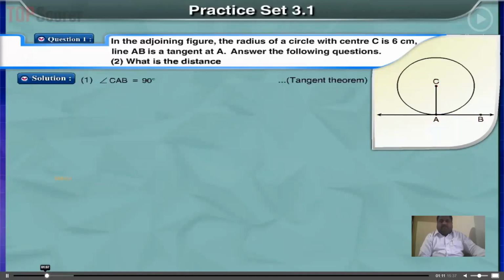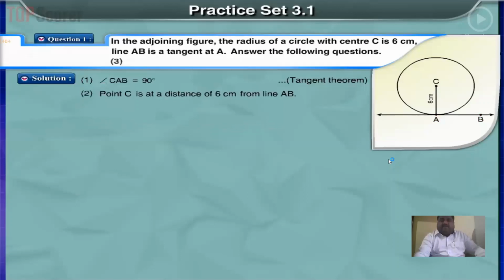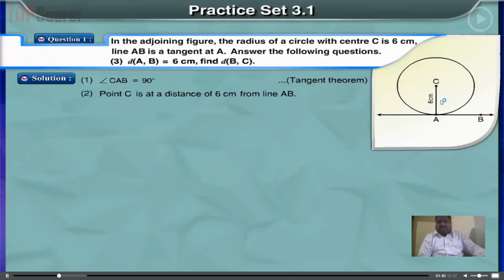Second question. What is the distance of point C from the line AB? Now see its answer. Segment CA is perpendicular to the line AB, which is given. And segment CA, that means the radius of the circle, is equal to 6 centimeter. This means that the point C is at a distance of 6 centimeter from the line AB.